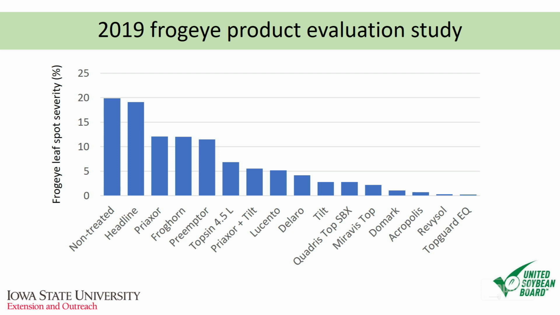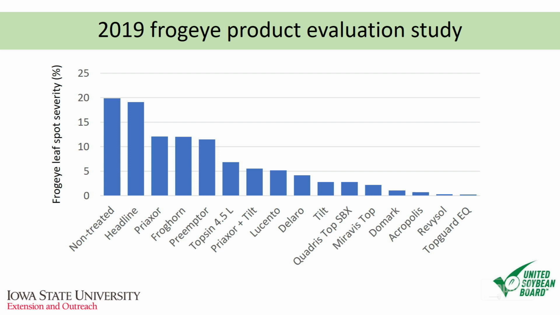We had a nice inoculated trial where we looked at frog eye leaf spot. Headline is that was going to be a QOI or a strobilurin alone, so that one we don't expect it to work because we're using a resistant strain. And then if you look at all of the other products, I'm not going to go through all of them, but the main point is that there's a drastic difference between all of those other products. Some of them are only reducing 40% of the disease. Some of them are reducing 80, 90% of the disease.